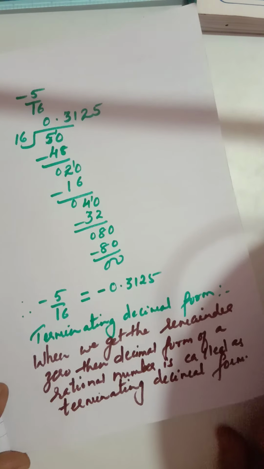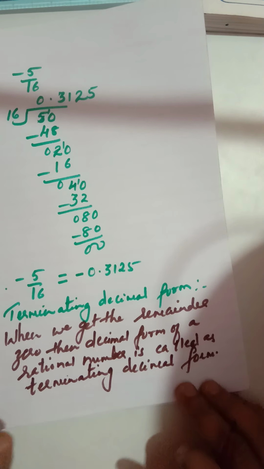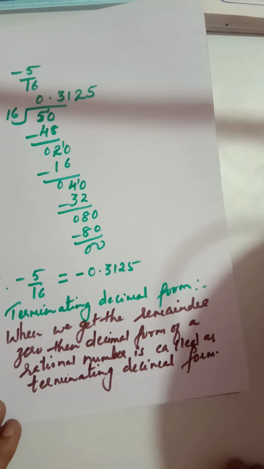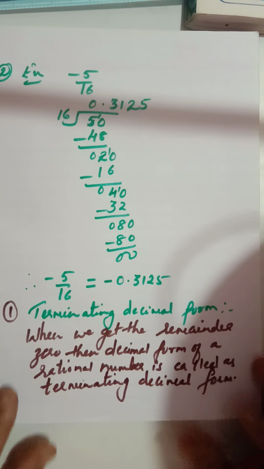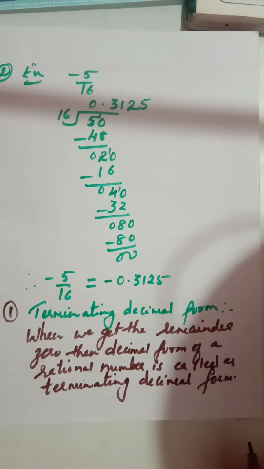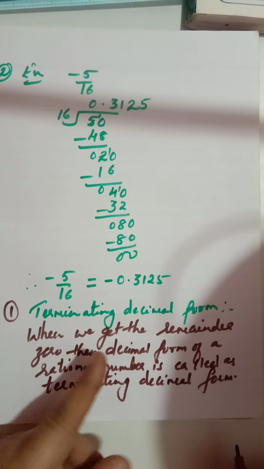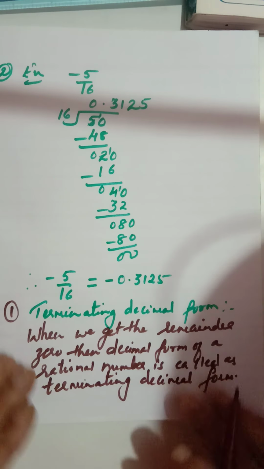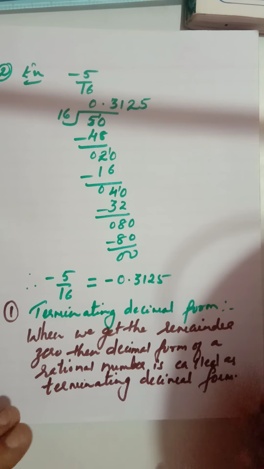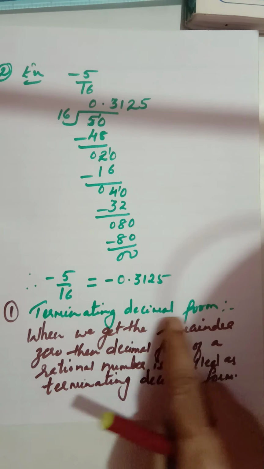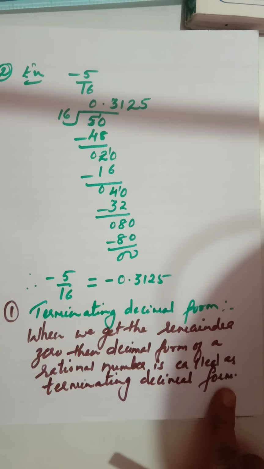So children, I hope you have understood. This is the first type of decimal form of a rational number. That means decimal forms of a rational number are of two types. First one is terminating decimal form. When we are getting the remainder 0, that means your division is terminating, the division is getting over, so it is called terminating decimal form.